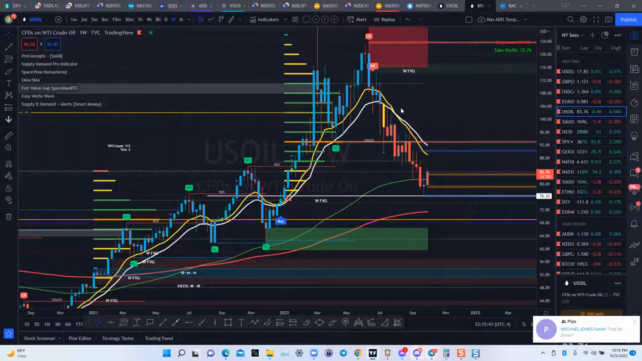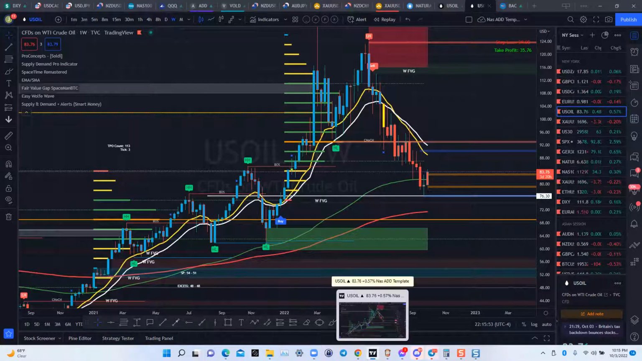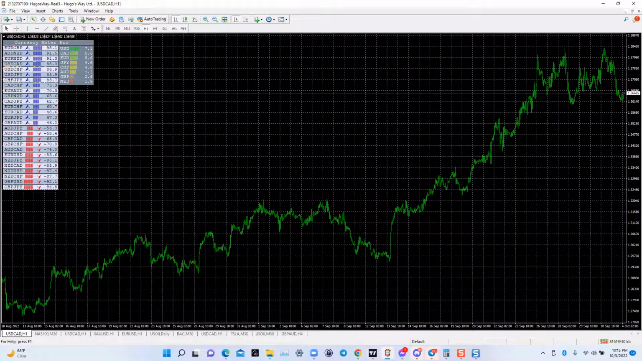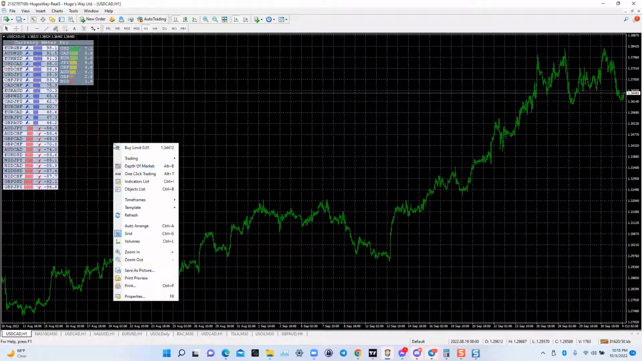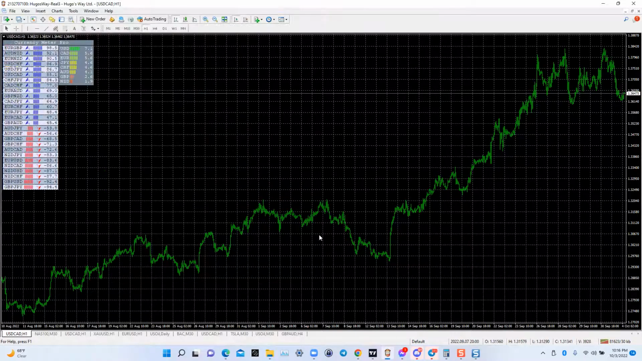Is it a free indicator, or do you need to go somewhere to get that currency meter for the MT4? That is a free indicator. You can go to, I don't know where I got it from. Let me see. I'm probably gonna put it here. Hold on.